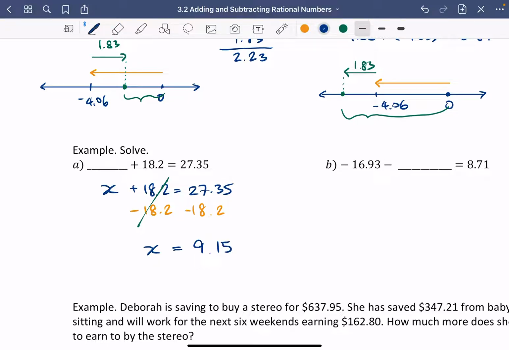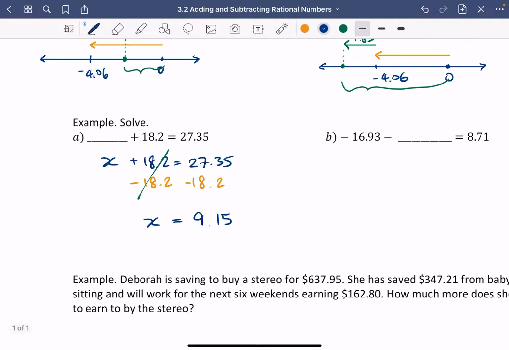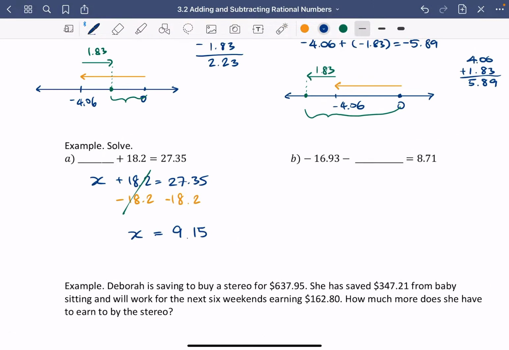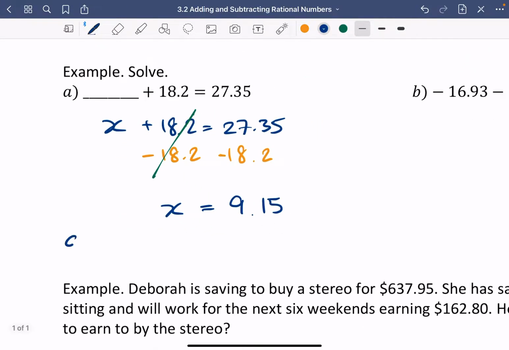So 27.35 minus 18.2 is 9.15. And so x is equal to 9.15. That means this blank is 9.15. And you can check by substituting it back into the equation. So you can say 9.15 plus 18.2. We want to know if this is equal to 27.35.